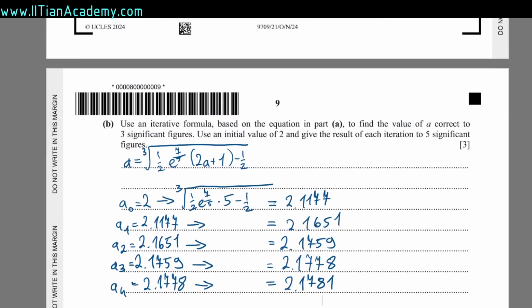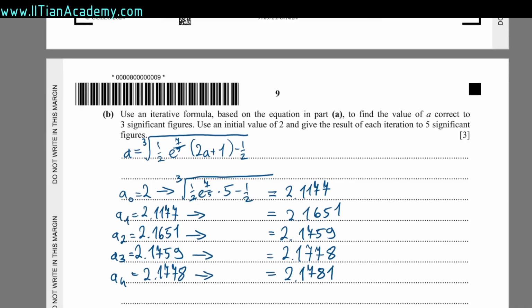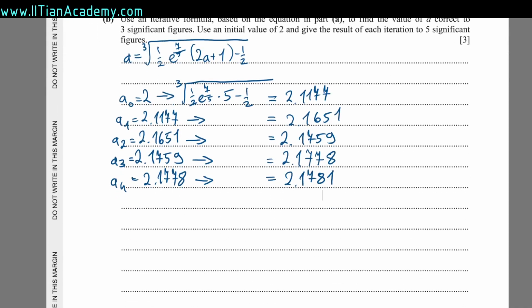And well, we have to get the final value of A correct to three significant figures. So basically we can see that the last two terms here are already very close to each other. So we can say that the value of A is going to be approximately 2.18. This is three significant figures, and we can see that both of these last two terms will round to 2.18. If we continue going, it's probably going to be somewhere around this value over here.